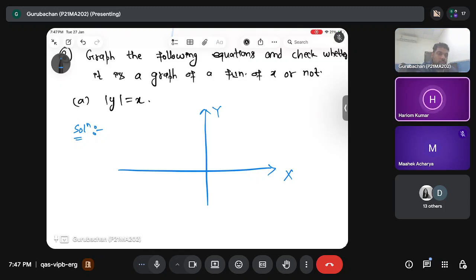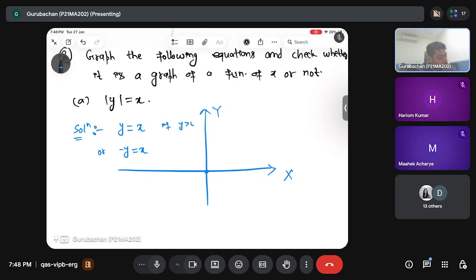Sir, if you draw the graph of this function, we will have only positive values of x. Yes. So for positive values of x, either y can be equal to x or minus y can be equal to x, if y is positive or if y is negative. In both the cases, your x has to be positive.